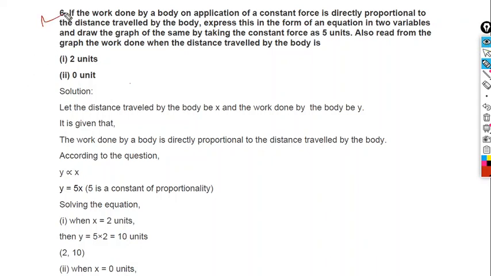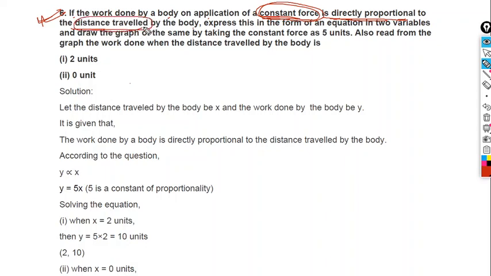Now, question number 6. If the work done by a body on application of constant force is directly proportional to the distance traveled by the body. It's a science-based question. I hope you have studied it in your science class. The force is constant here, remember it. It's directly proportional. You know the proportionality, directly proportional, inversely proportional, from the previous classes, class 8 also.